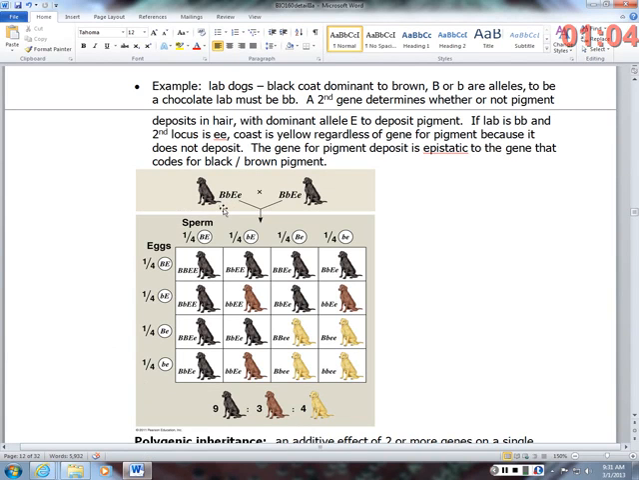The B is going to determine, does it carry genes for a brown or black coat? The E is going to determine, is it going to deposit the pigment in its coat or not? So if it does deposit pigment, then it's going to be whichever is dominant and whichever is recessive pattern. If it doesn't deposit the pigment, it doesn't matter what the genes are, it's not going to deposit the pigment, and it's going to look yellow. Capital B for black, small b for brown.